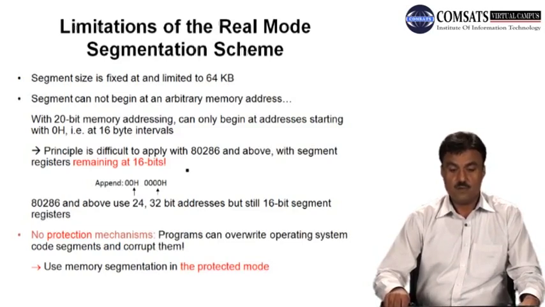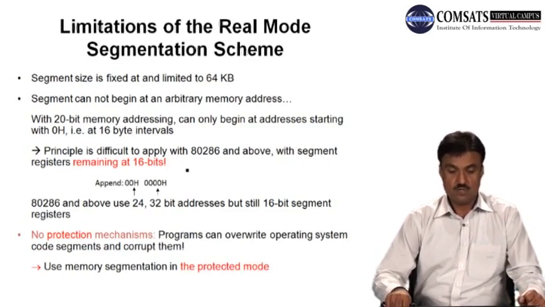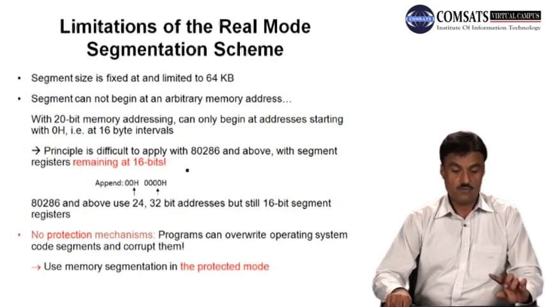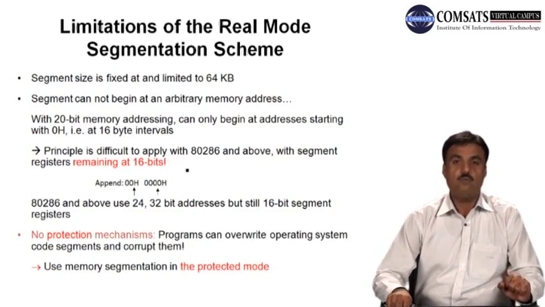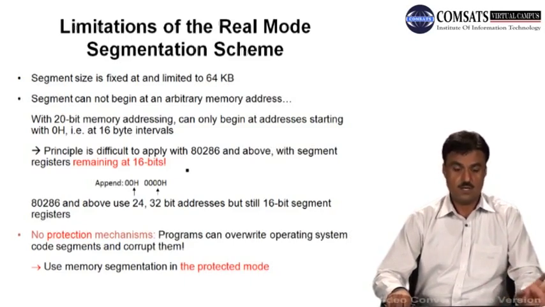The principle is difficult to apply with the 80286 and above, with segment registers remaining at 16 bits, while the 80286 and above use 24 and 32 bits. With a 16-bit register, we were appending one zero at the end to make it 20 bits. But for the 80286 and above architectures, which use 24 and 32 bit addresses, they have to append two zeros or four zeros, that is, hexadecimal digits, to make them 24 or 32 bit.